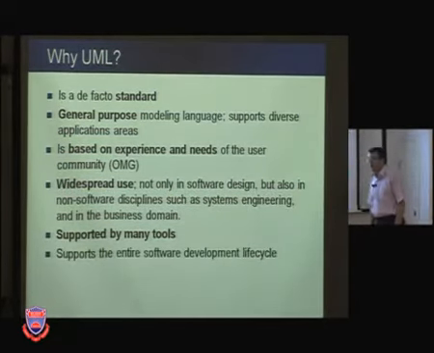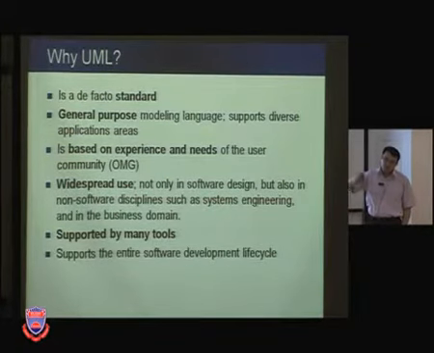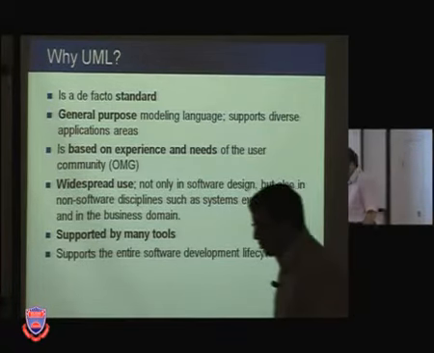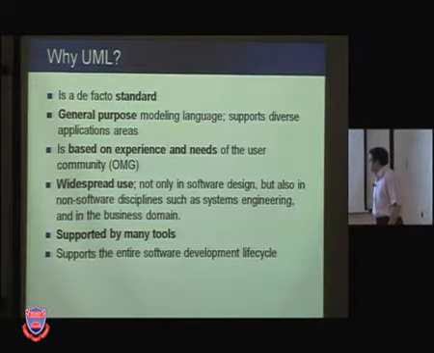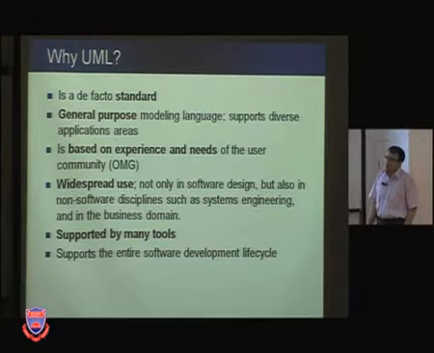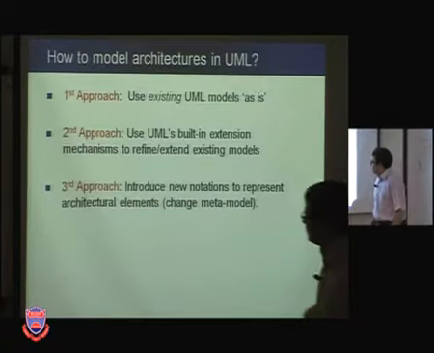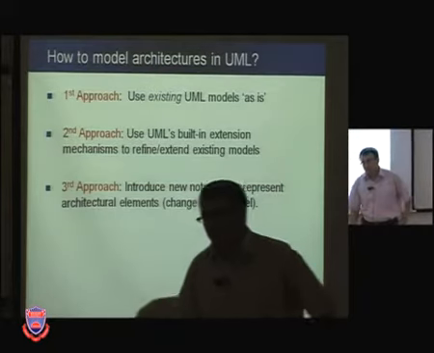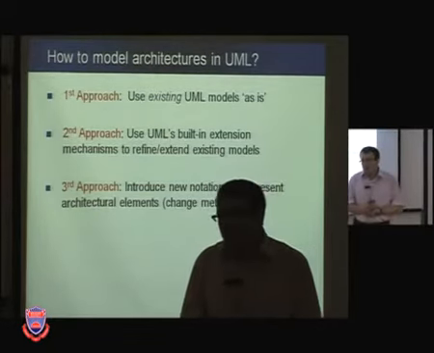And it supports the entire software development life cycle. If you want to have alignment with your design, and the design is in UML, it makes sense to look also at UML to represent architecture. So it's a clear motivation, actually. So it makes sense. So how can we model architecture in UML?